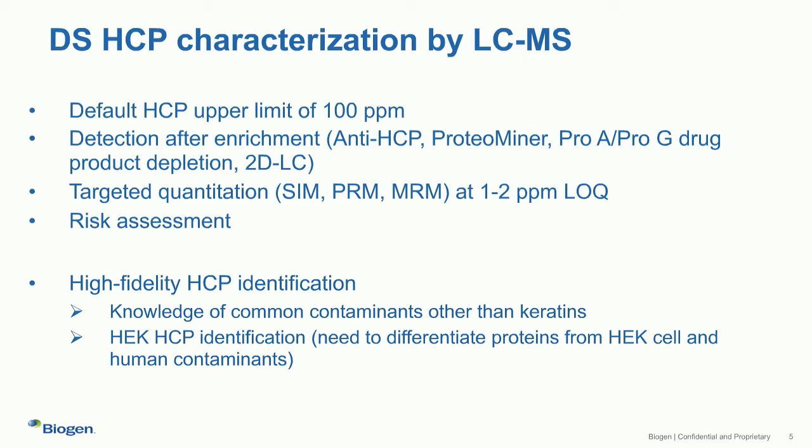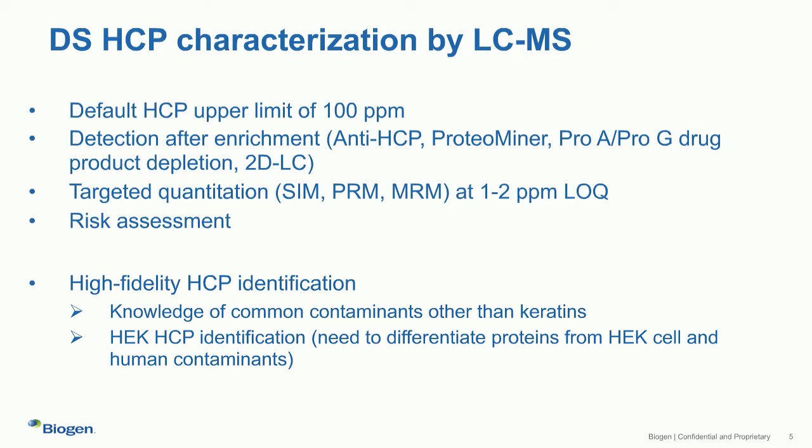Another way of characterizing the HCP or monitoring individual HCPs is through using different modes of mass spec methods such as SIM, PRM, and MRM, and those methods are reported to have 1 to 2 ppm LOQ for quantitation of individual HCPs.